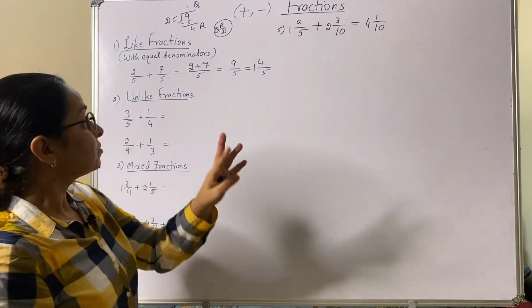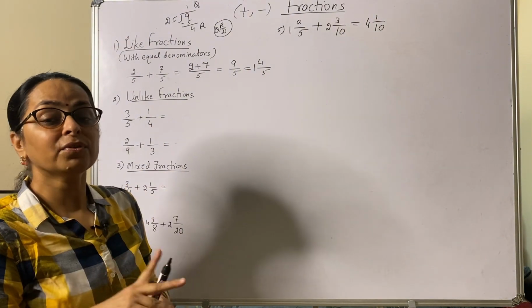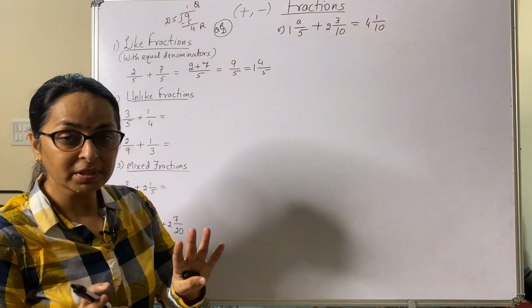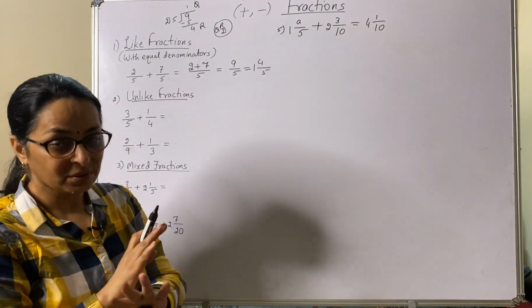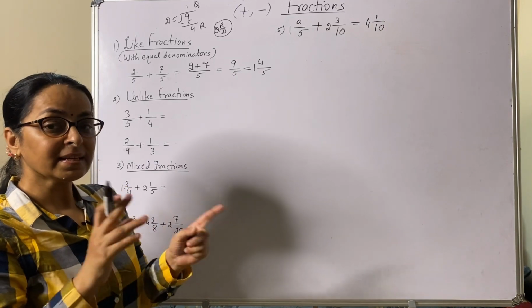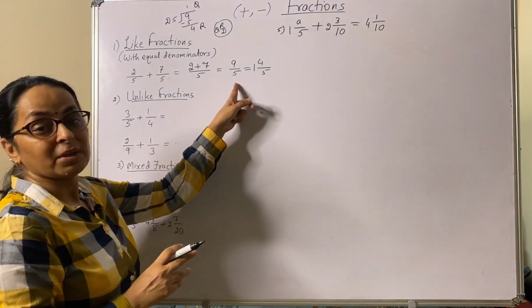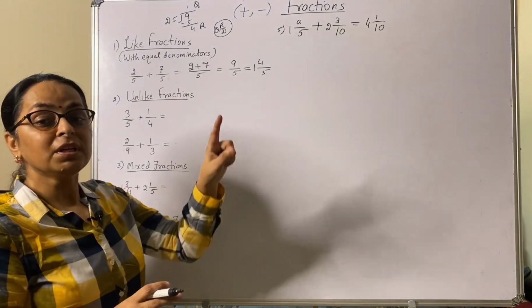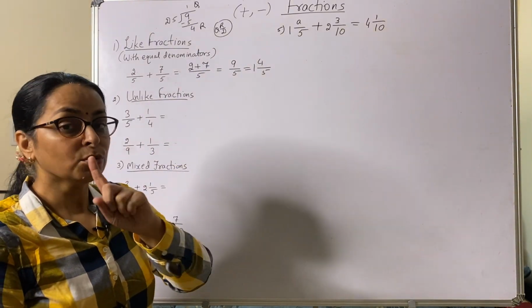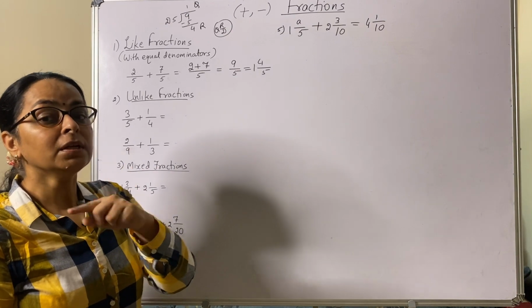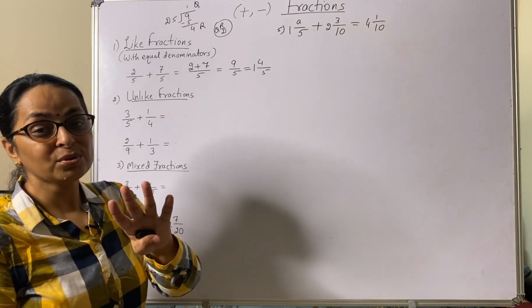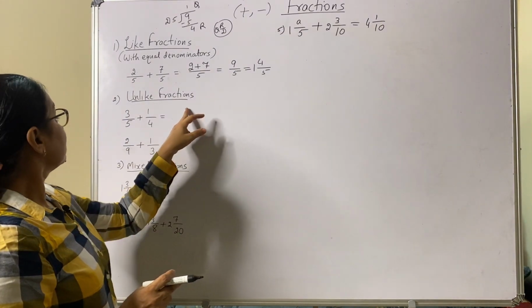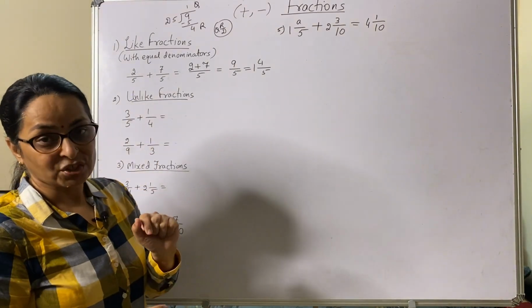Clear? So what we have to remember for like fractions is that we have to simply add the numerators and write the denominator below. That's it. And then secondly, if our answer is coming in improper form, if the fraction is improper, we need to convert it into mixed number. Don't forget that. Otherwise, we will lose our marks, and I don't want you to lose marks. Okay? Go ahead. Now coming to unlike fractions.